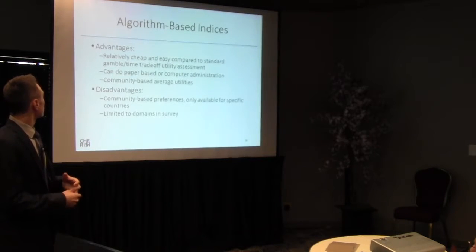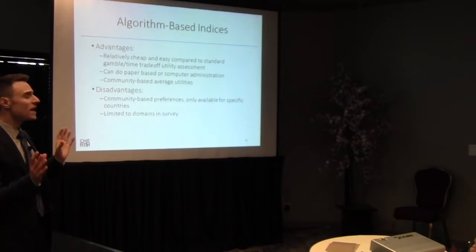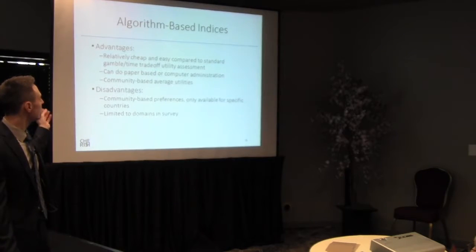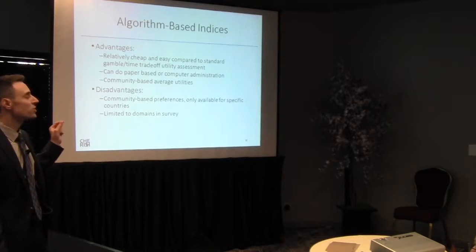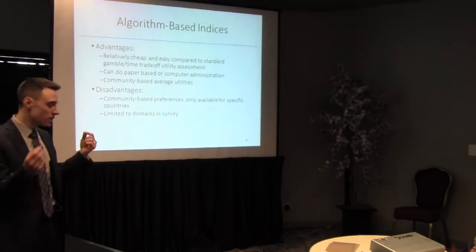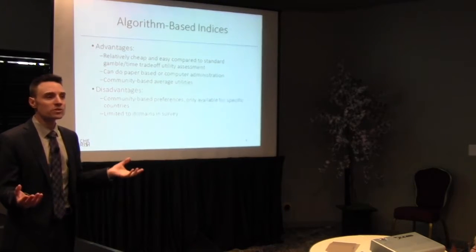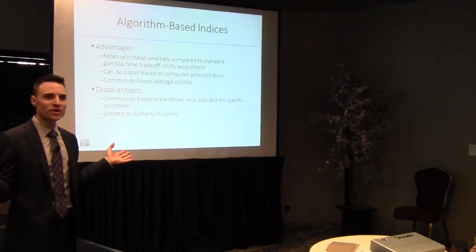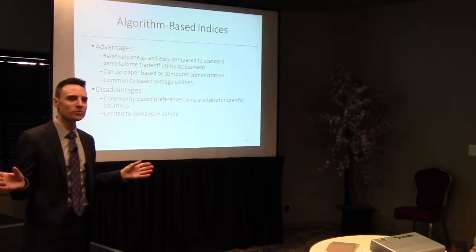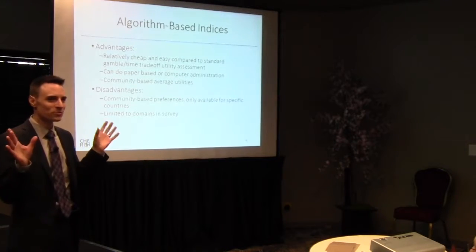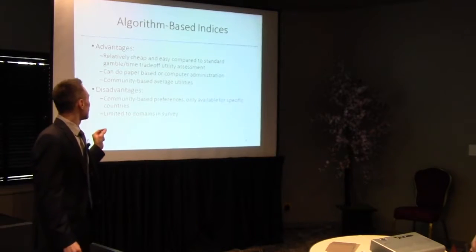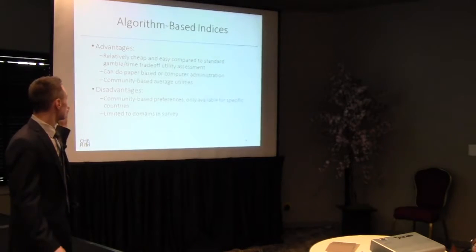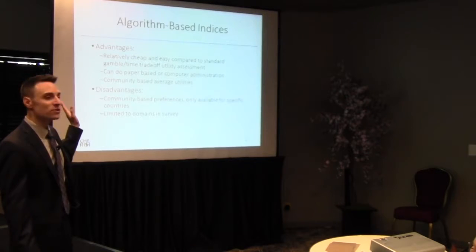Next. Okay, so now the advantage of these types of instruments is that they're relatively cheap and easy compared to standard gamble and time trade-off utility assessments. So you get the instrument, you give it to your participants, and then you're done, right? You hand the values to your health economist, and you walk away, and we come back with our magic. You can do paper-based or computer administration. Like I said, community-based average utilities.